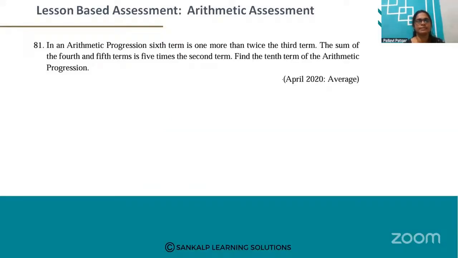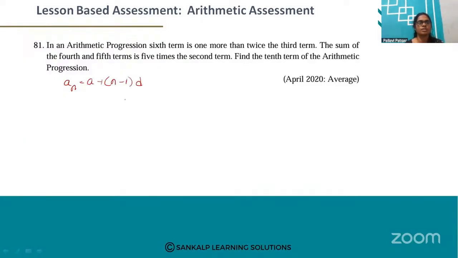Here question number 81. In an arithmetic progression, sixth term is one more than twice the third term. The sum of the fourth and fifth term is 5 times the second term. Find the 10th term of AP. So here A is the first term and D is the common difference. So nth term of AP is equal to A plus N minus 1 into D.